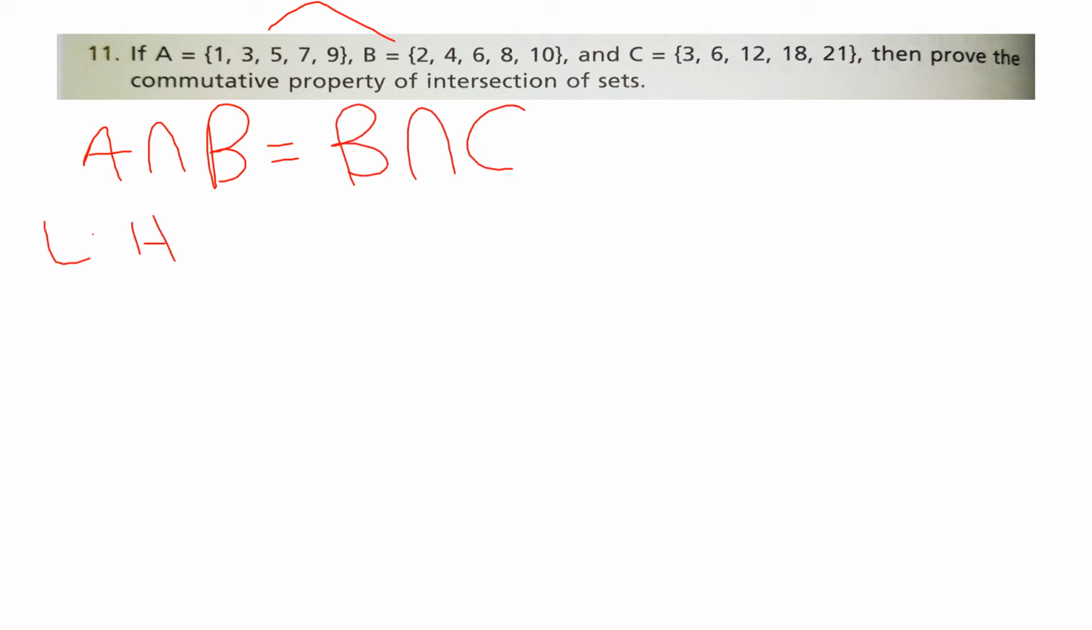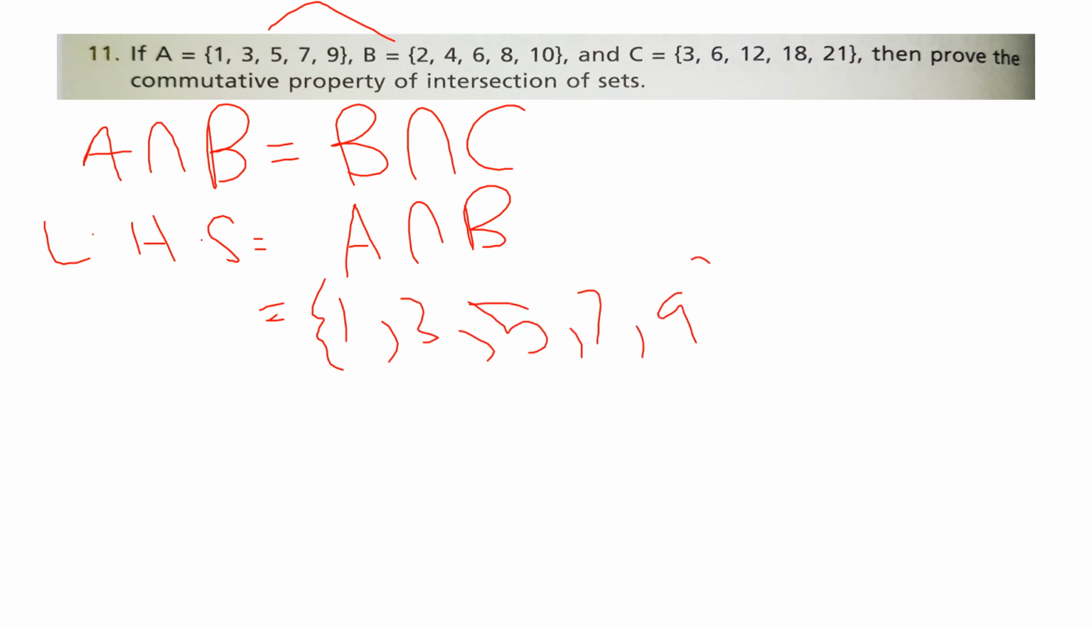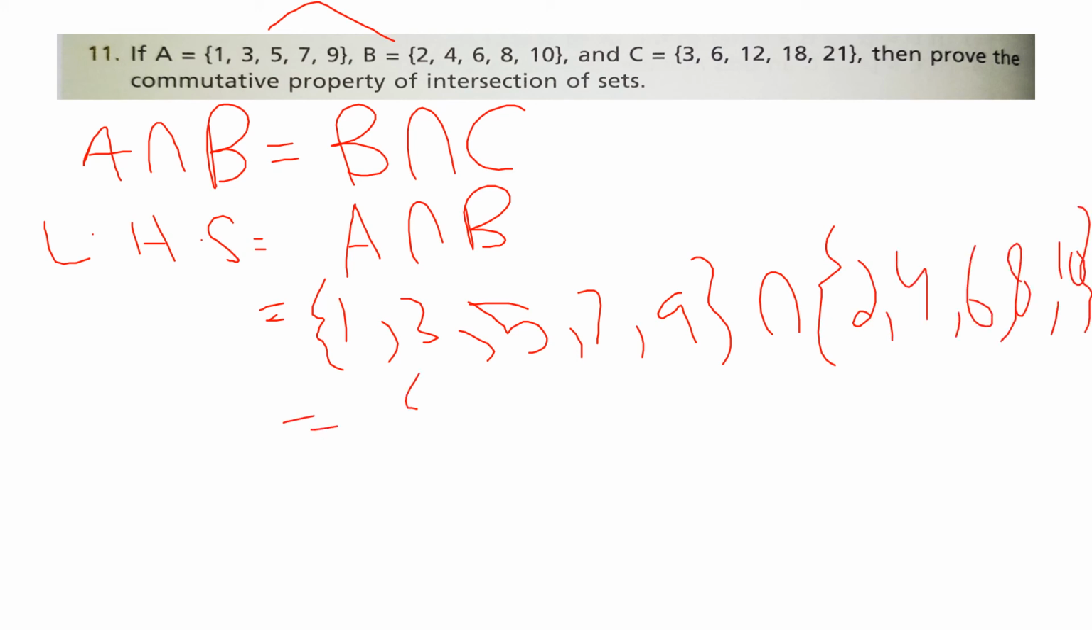First we will take the left hand side, which is A intersection B. So you have to find the intersection of A and B. A is 1, 3, 5, 7, 9. B is 2, 4, 6, 8 and 10. So what is the common element here? There is no common element here, so the intersection will be the empty set.